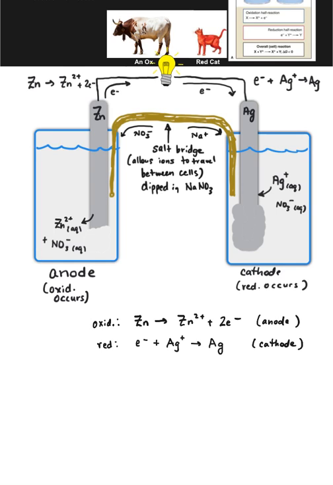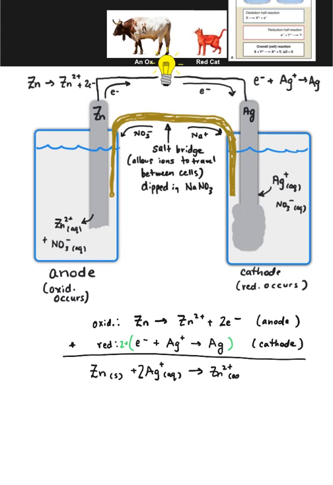If we add these 2 half reactions together to get an overall balanced reaction, notice that we'll have to multiply the reduction half reaction by 2 in order to get an equivalent number of electrons on both sides of our reaction arrow. Therefore, we end up with zinc reacting with silver cation with a coefficient 2 to produce zinc 2 plus and silver metal with a coefficient 2. This is our overall reaction.